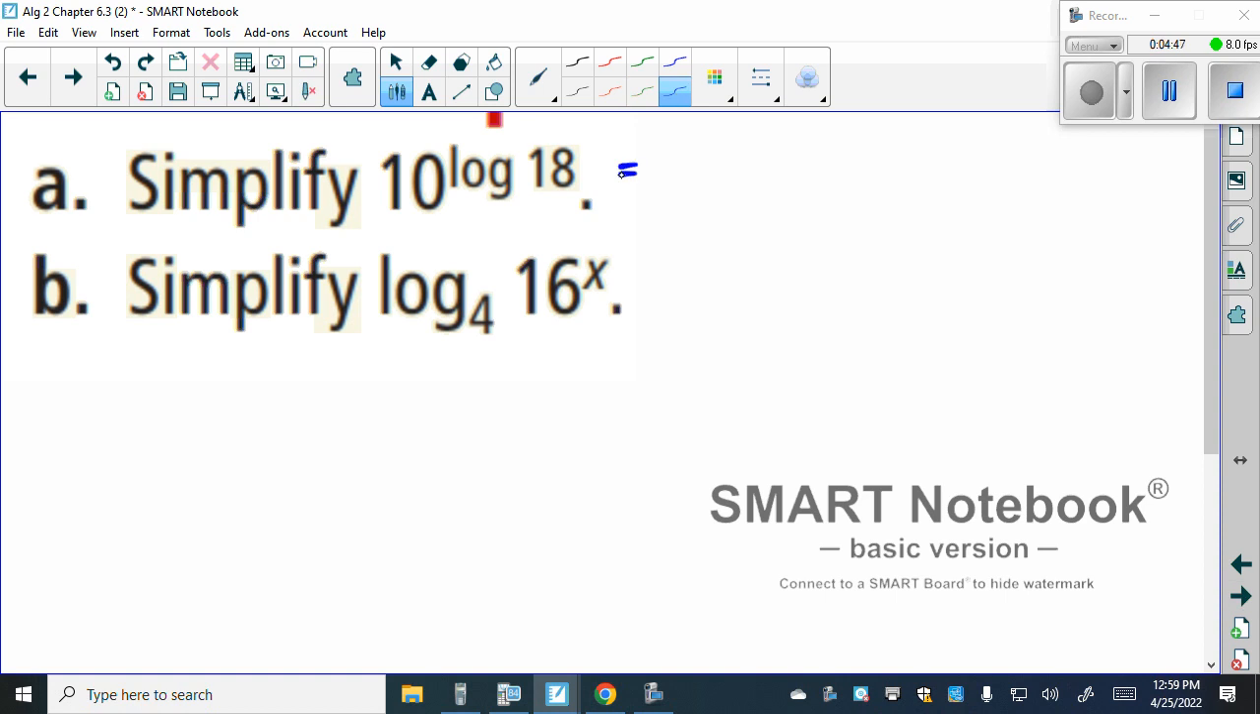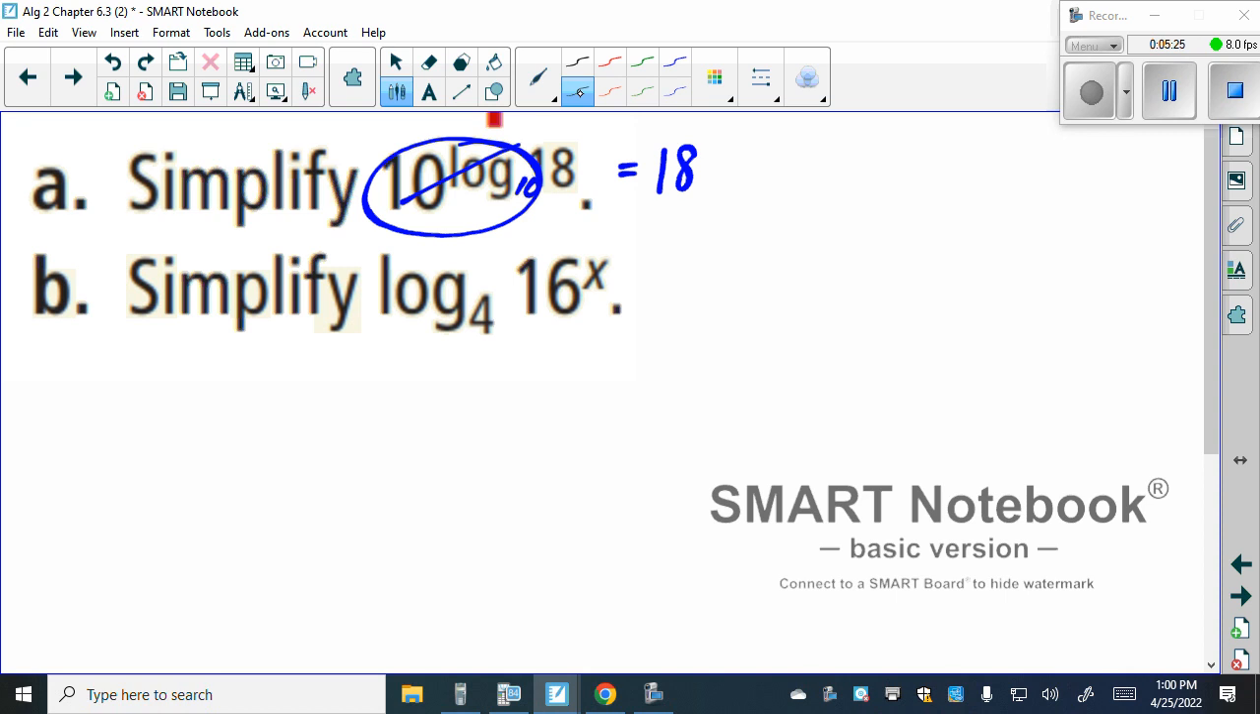Let's look at this next one here. 10 to the log of 18 would simplify to what? 18. Because even though it's not written, the base for this log is 10. So we have 10 to the log base 10 of 18. And again, these here undo each other. They cancel each other out. Any questions on A before we look at B?